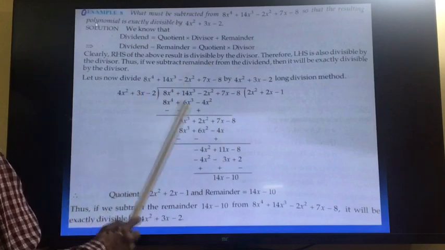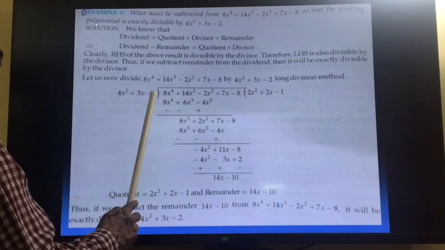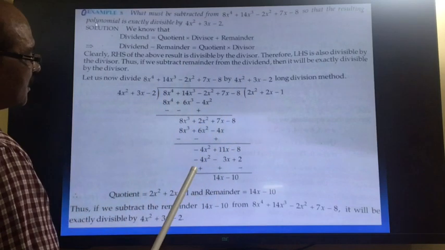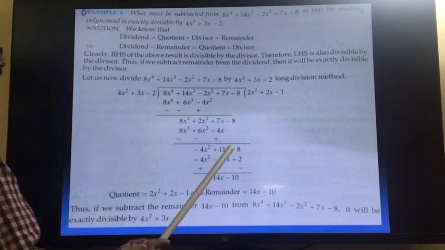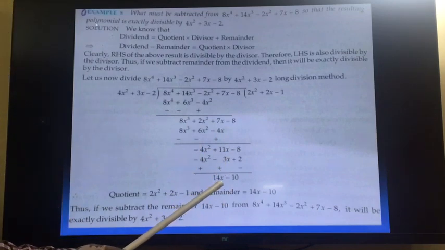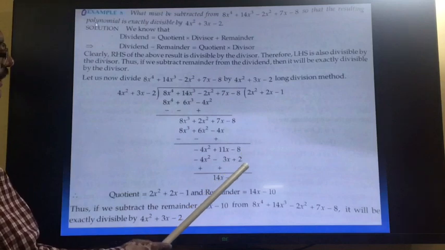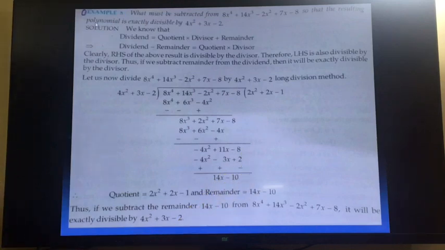Minus 1 into 3x, minus 3x. Minus 1 into minus 2 will become plus 2. Now change the sign, so this cancels. Here 11x plus 3x will be 14x, and minus 8 and minus 2 will become minus 10. So students, here you see the remainder is 14x minus 10, and where will you stop?